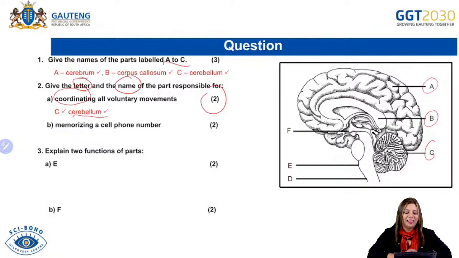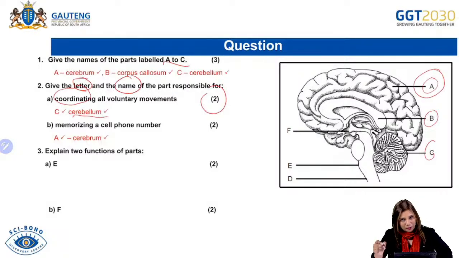It says, give the letter and the name of the part responsible for remembering a cell phone number. Now, most of us have iPhones and normal Android phones, and I think we become spoiled when we can't remember the number. But if we do need to remember our number, the part of the brain that is responsible for that would be the cerebrum. Remember the thinking part, isn't it? The one that helps you to study and remember things. That's the cerebrum. The cerebellum, as you mentioned earlier, is the one that coordinates the movements.